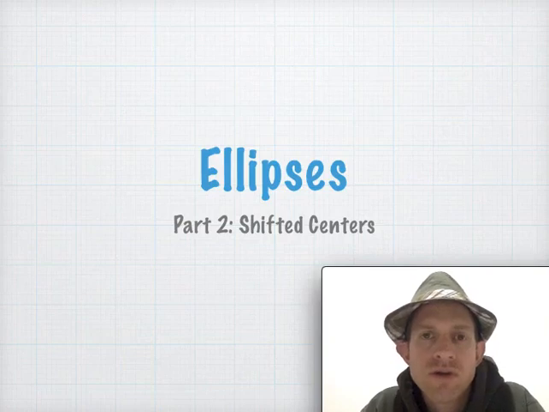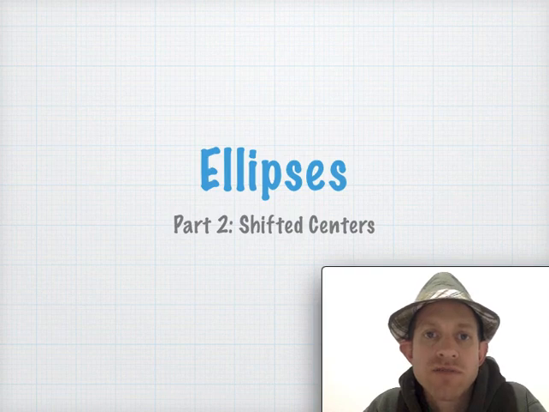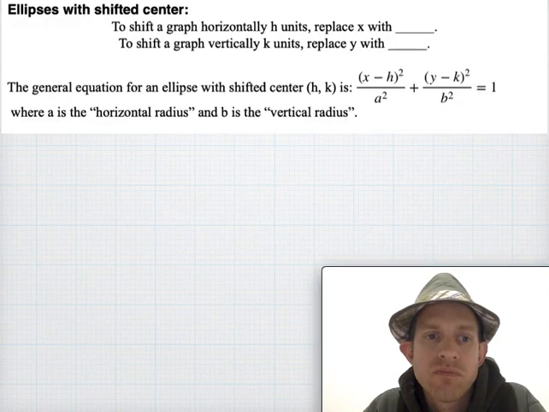So today we're going to continue our study of ellipses, and this time we're going to learn how we can shift an ellipse so that it's centered around any point that we choose. If you watched the video on circles, then this part is going to be very familiar.